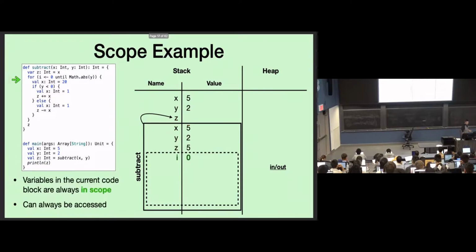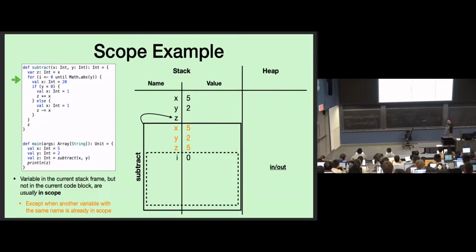Anything in the currently running code block is in scope. Whatever code block we're currently executing code in, any variables that were declared in that block are always in scope. The iteration variable here, and the X equals 20 on the stack, those are going to be in scope. They're inside the currently executing code block.